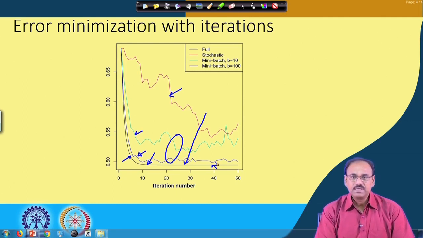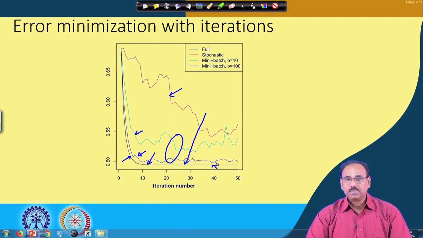So, in today's lecture, we have discussed gradient descent and the three different variants of gradient descent: the batch gradient descent, the mini batch gradient descent, and the stochastic gradient descent. So, with this I complete this lecture. Thank you.